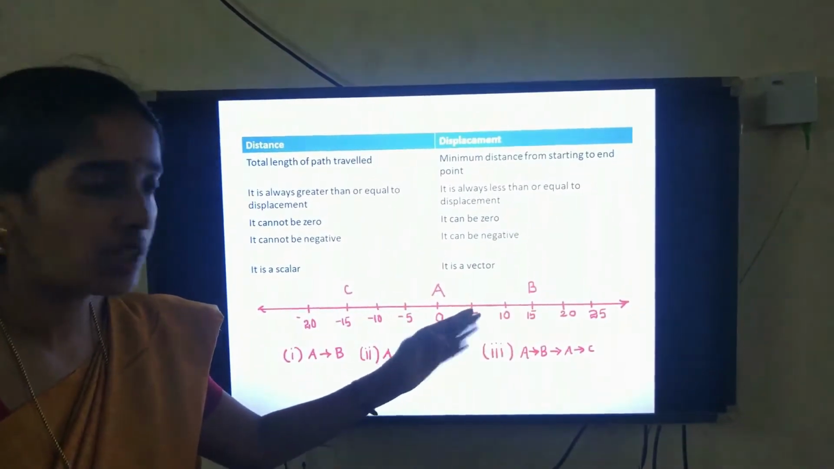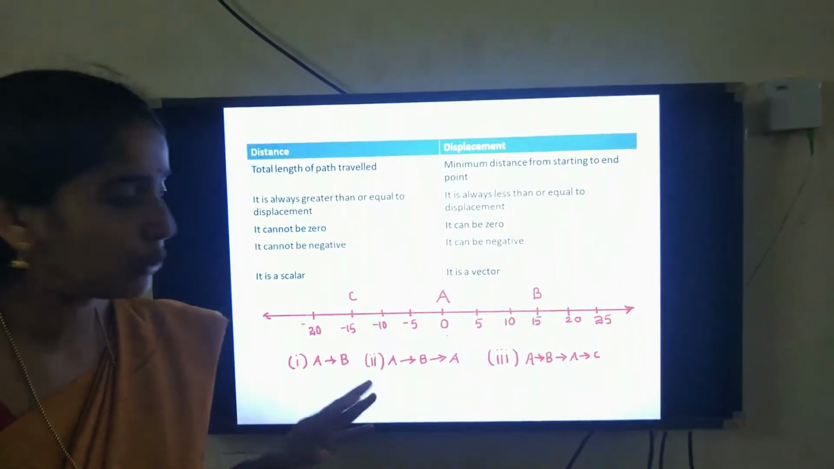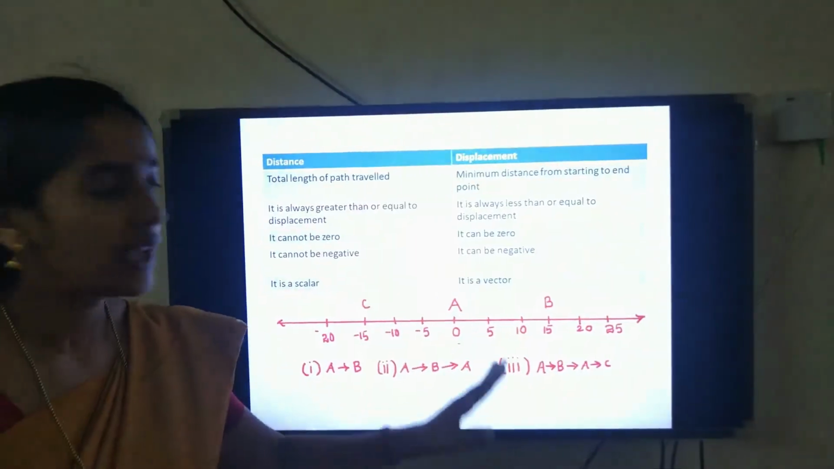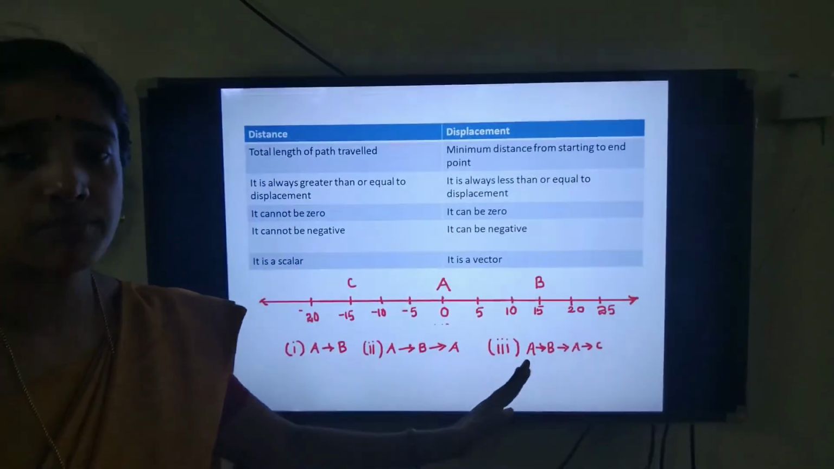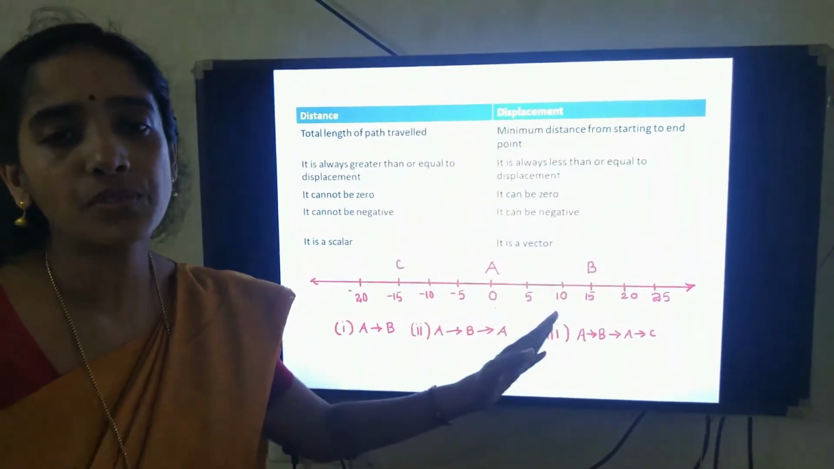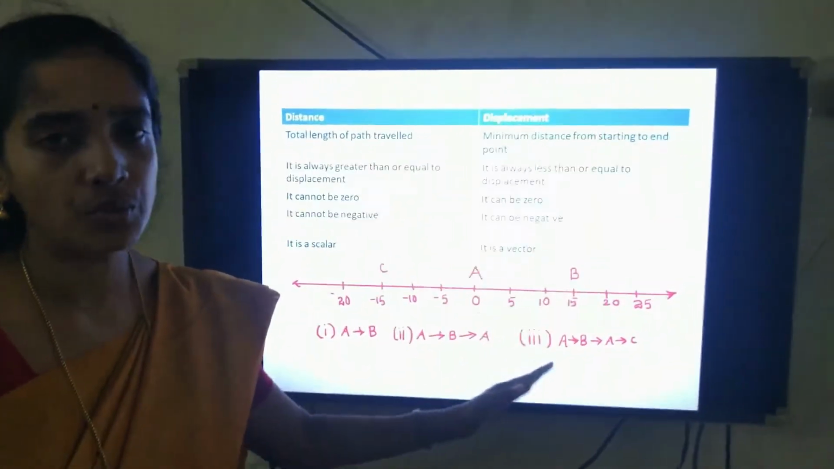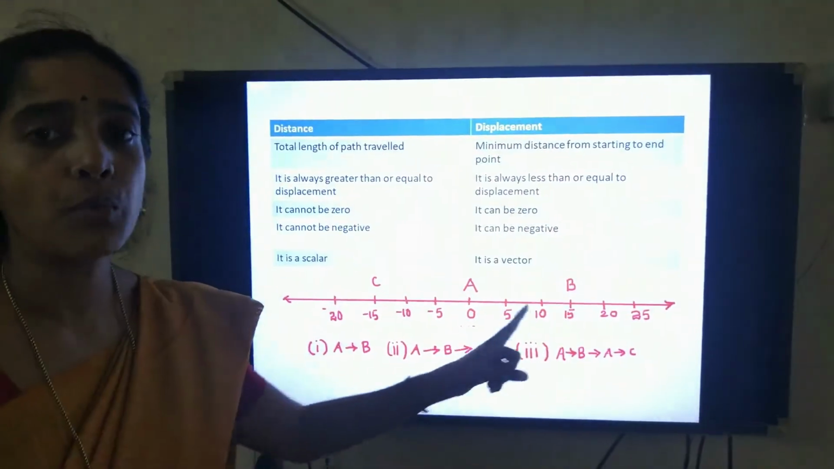Now let us take that means easy. In the second situation, displacement is coming 0, but distance cannot be 0. You take any situation, any motion. Once the object starts moving, it covers some path. If it covers some path, there is some length for the path. That means distance can never be 0 in motion. But what can be 0? Displacement can be 0. And one more point we have seen in the first situation, they both can be equal.